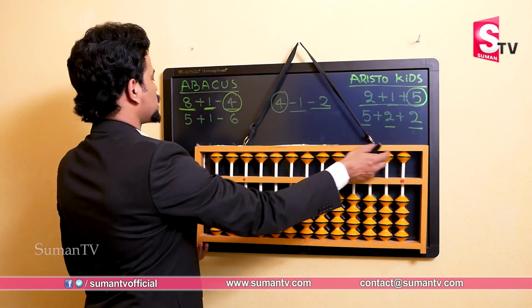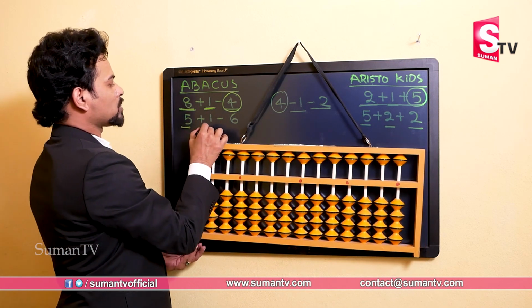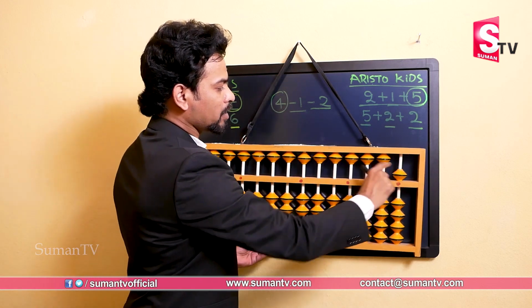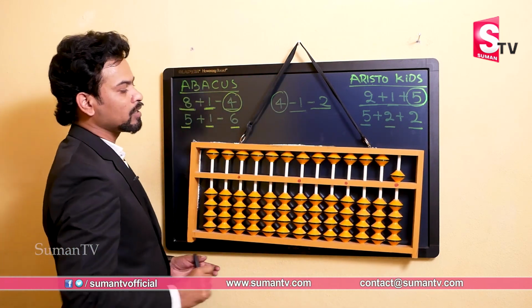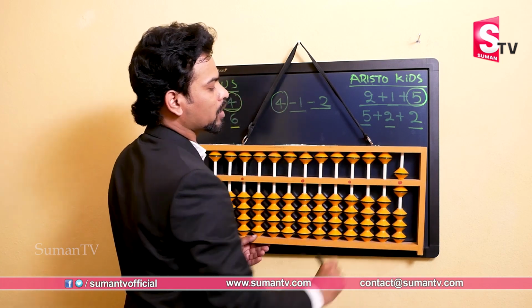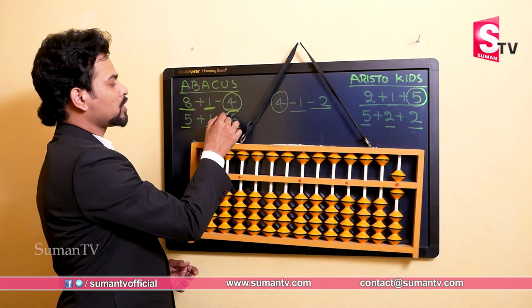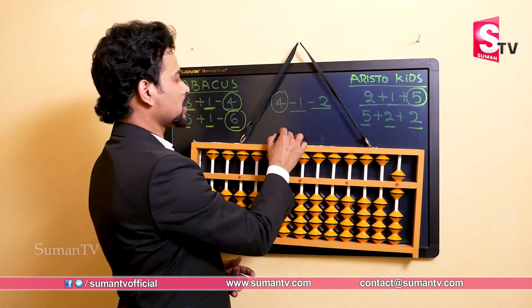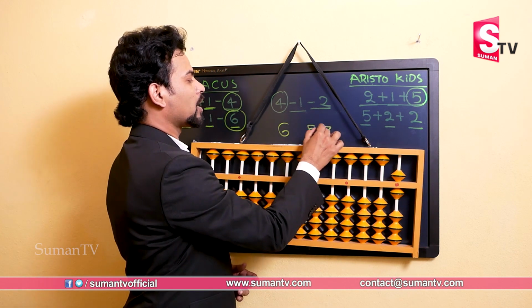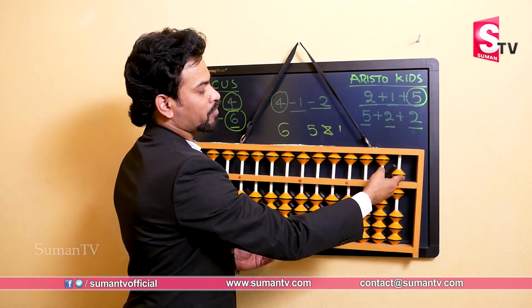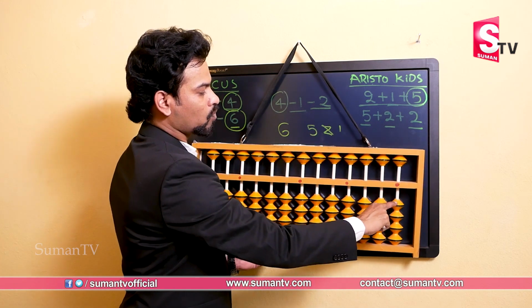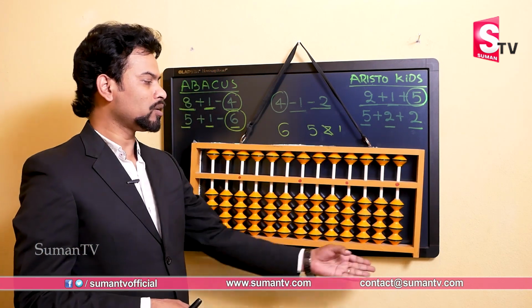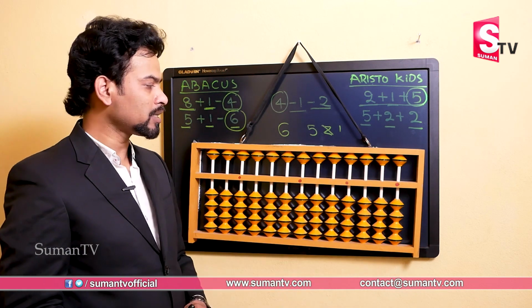Let's do one more question in this. So 5 plus 1 minus 6. Okay, so first we will add 5. Then add 1. So from the downside we will make 1 bit up, 6. And from this we will subtract 6. So how will we subtract 6? Again 6 means 5 and 1. So we will subtract 5 here and we will subtract 1 here. So the answer is 0. So like this we can do the addition of single digits.